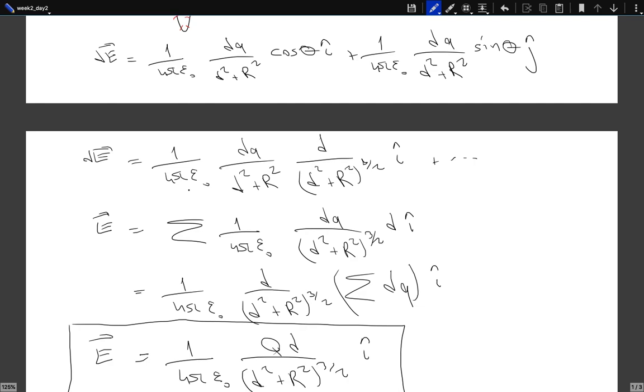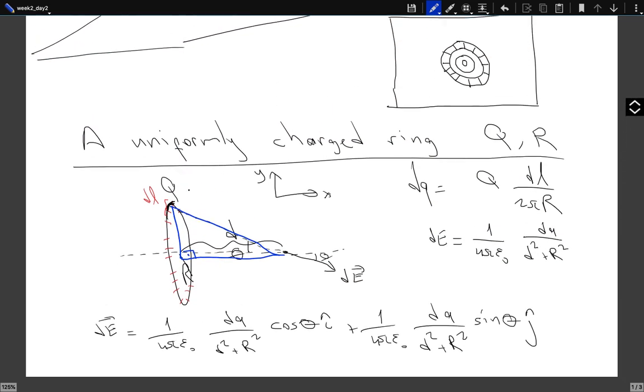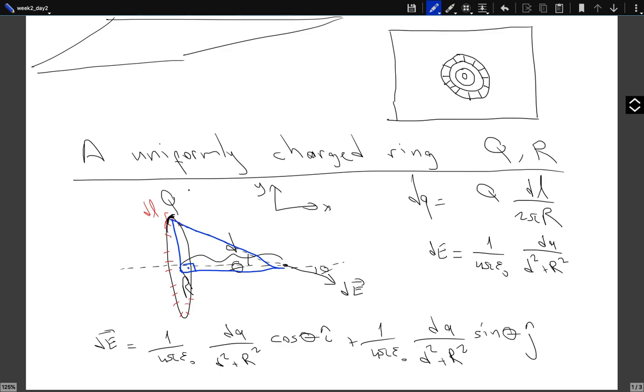And then I am done. This is my electric field. The electric field is in the I direction. You see, in this example, the I direction is the horizontal direction. But the horizontal direction is the direction along this line pointing away from my ring. That is the crucial thing.